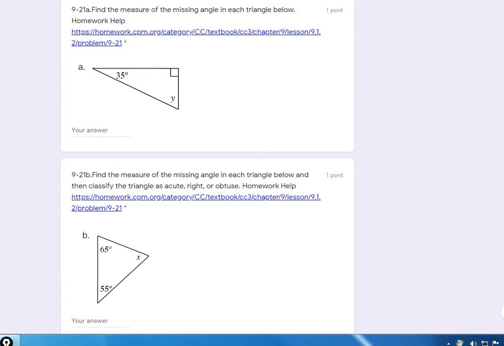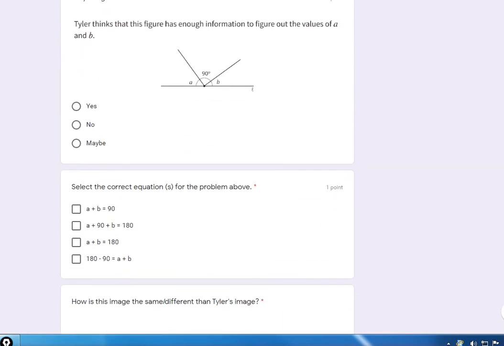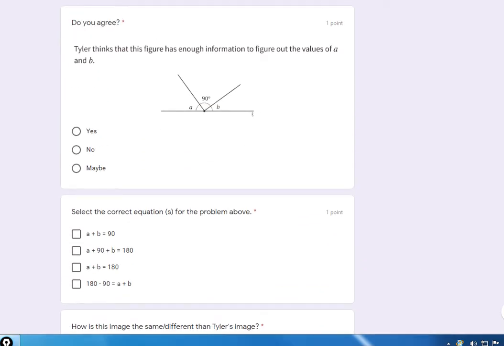All right, moving right along. All right, check this one out. It says Tyler thinks that this figure has enough information to figure out the values of a and b. What we know right now is we have this angle right here, and that's 90. We also know this angle right here because it's a straight line, and any straight line is 180 degrees. So it doesn't matter where the straight line is. If I just have a straight line, it's 180 degrees.